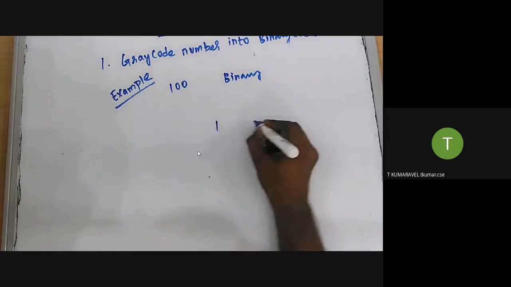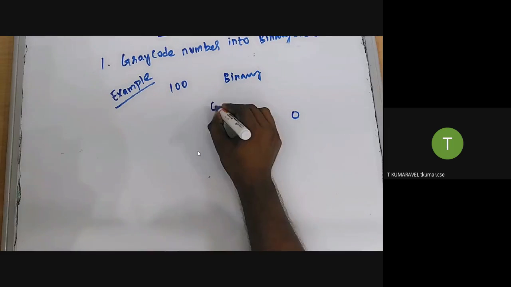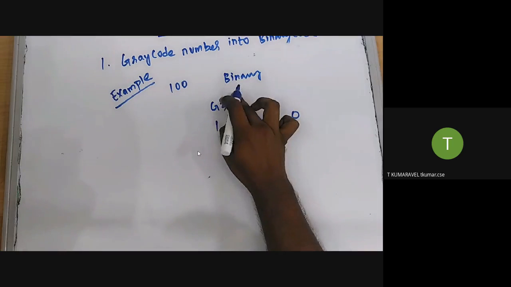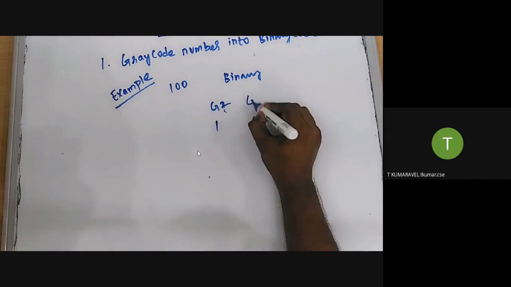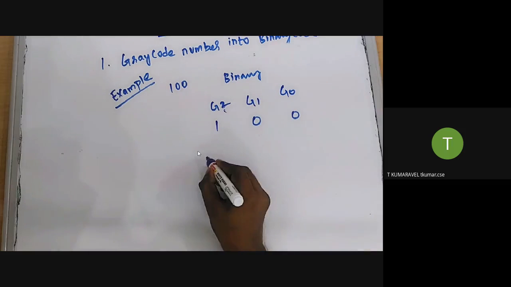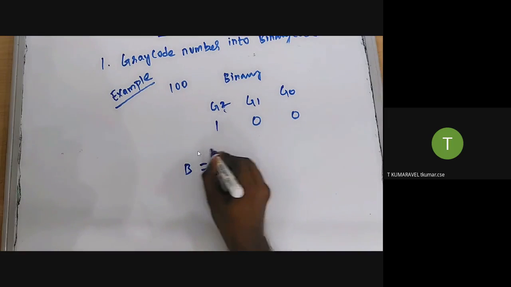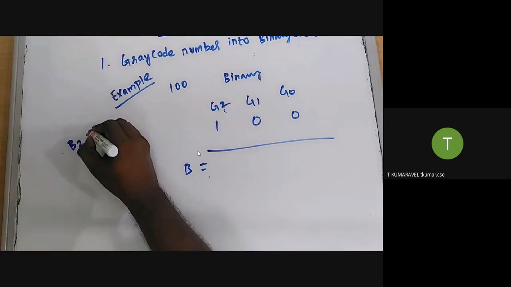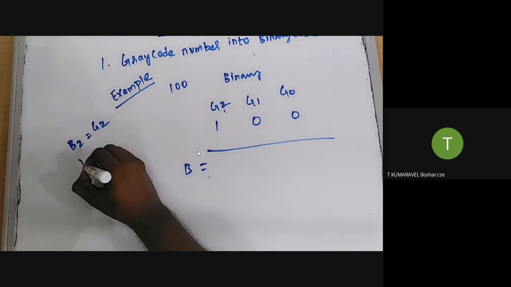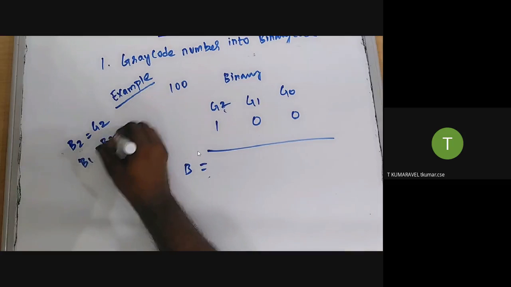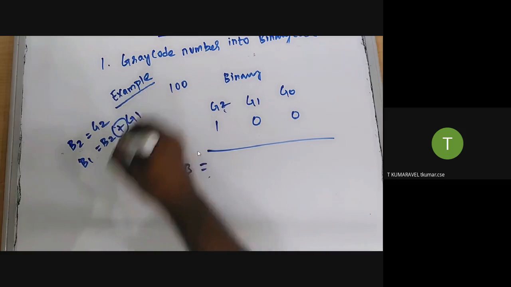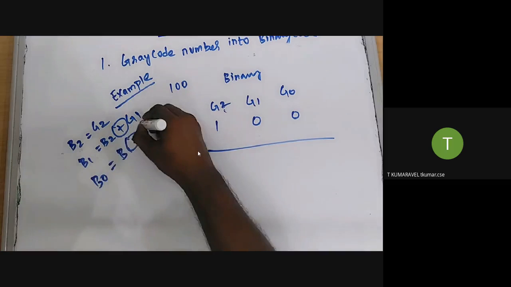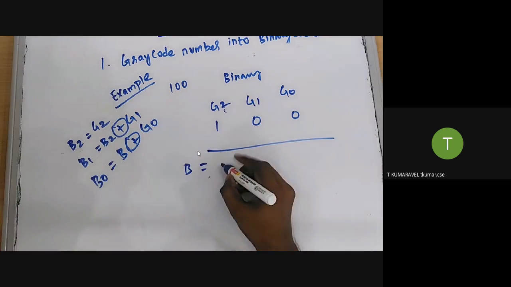It is associated with 3 bits: G2, G1 and G0. What is the binary value? B2 is nothing but G2, and then B1 is B2 exclusive OR of G1. What about B0? B0 is B1 exclusive OR of G0. Apply that procedure.